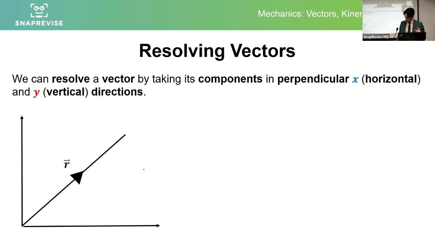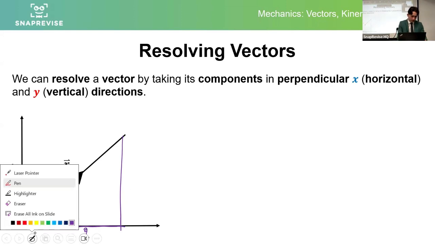Resolving vectors. So what we've got is we can resolve a vector by taking its components in perpendicular directions. So X and Y directions. So for example, if we know that this is theta, then across is kind of like the I component, and up is like the J component, or the I and J are the unit vectors in those directions. And we can look at what scalar of each of those we have.